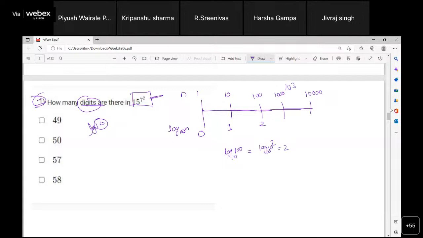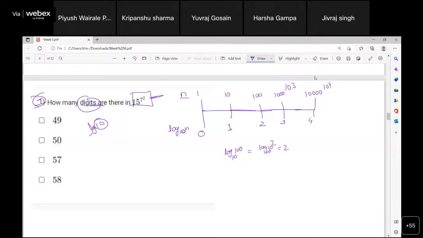Here 10 to the power 3, here 10 to the power 4. So it will be 3 and 4. So this is n: 1, 10, 100, 10 to the power 3, 10 to the power 4. And this is the value of log of n to the base 10: 0, 1, 2, 3, 4. Okay. So till now, any doubt in whatever I have written here? Anyone? No, sir. Okay.